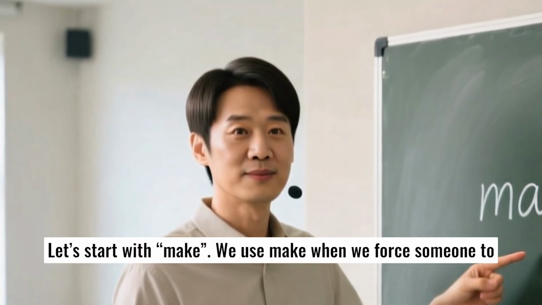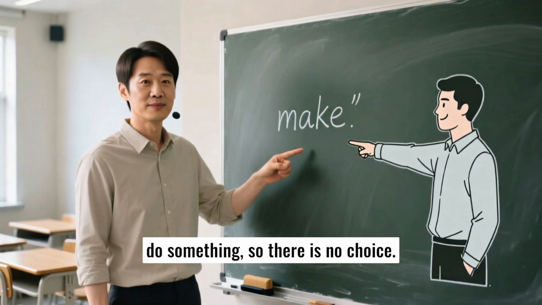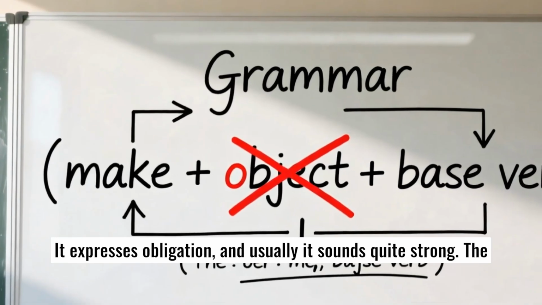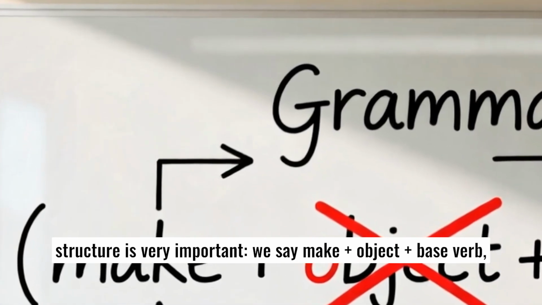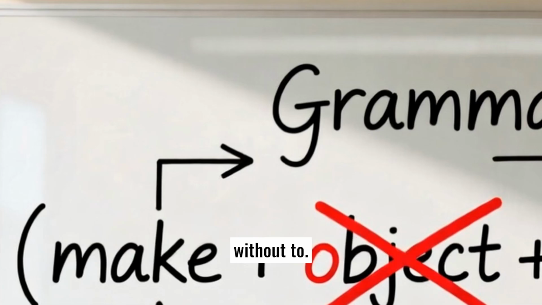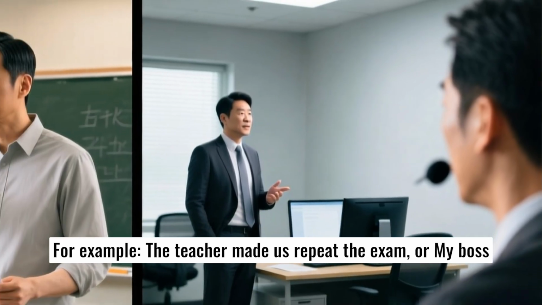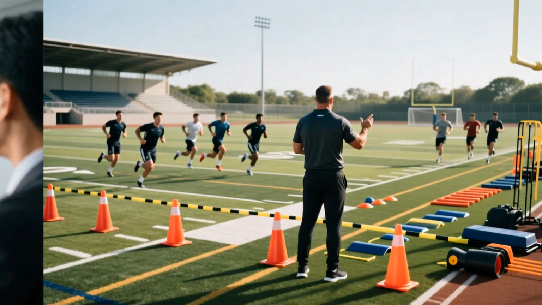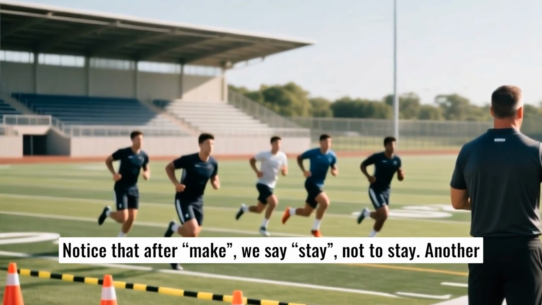Let's start with make. We use make when we force someone to do something, so there is no choice. It expresses obligation, and usually it sounds quite strong. The structure is very important. We say make plus object plus base verb without to. For example, the teacher made us repeat the exam, or my boss makes me stay until 7 p.m. Notice that after make, we say stay, not to stay.